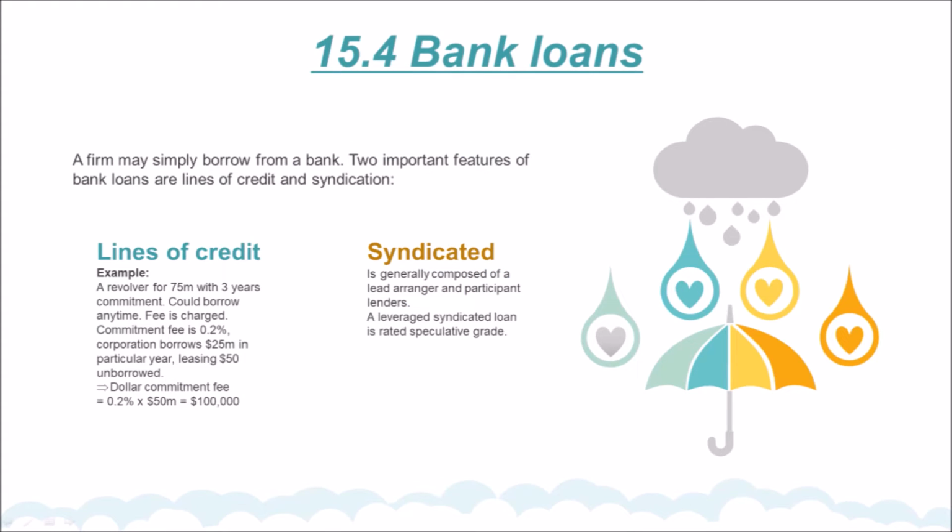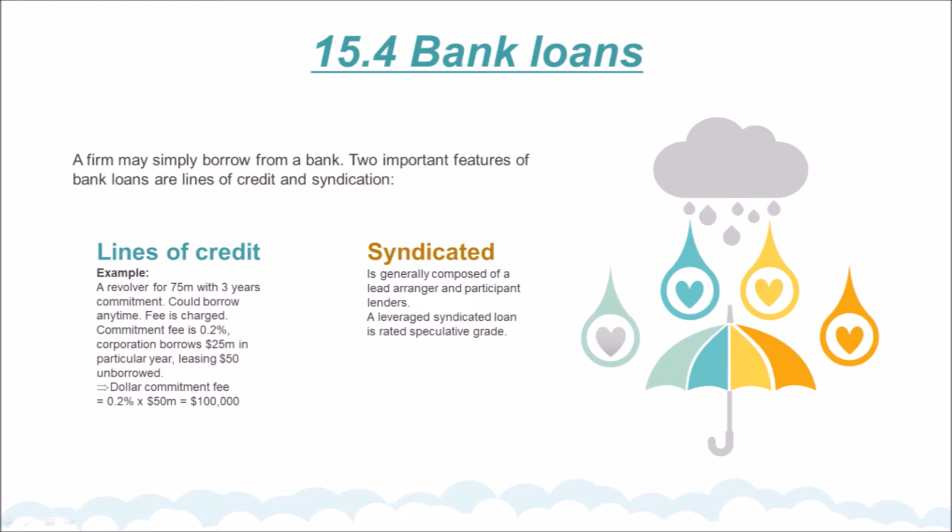And finally, it is about bank loans. So, a firm may simply borrow from a bank, and two important features of bank loans are lines of credit and syndication. So, lines of credit. Banks often provide a business customer with a line of credit, setting the maximum amount that the bank is willing to lend to the business. I will give you an example. So, a revolver for 75 million with a 3-year commitment, implying that the business could borrow part of the 75 million anytime within the next 3 years.